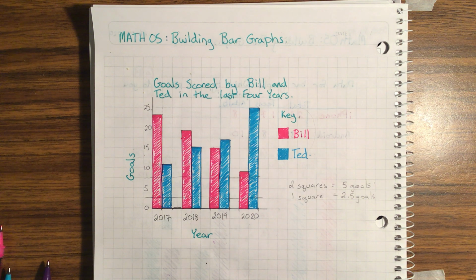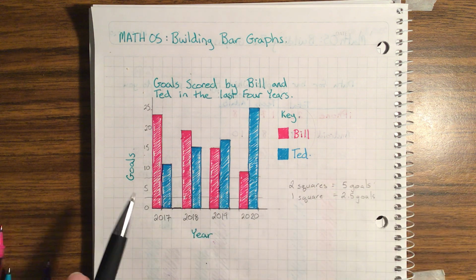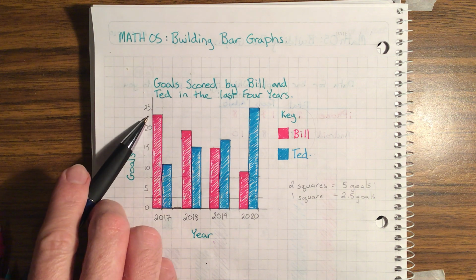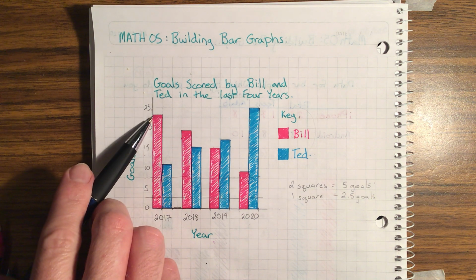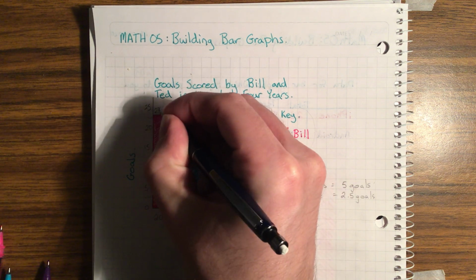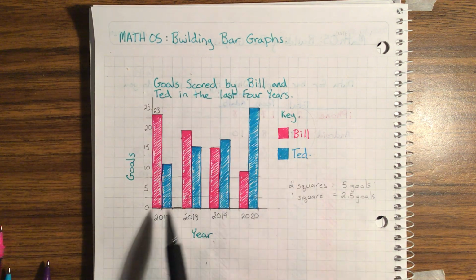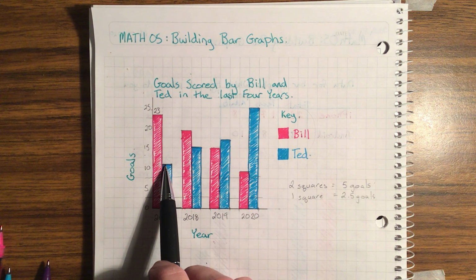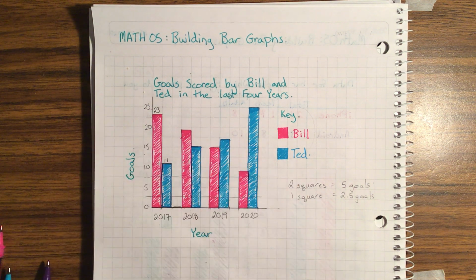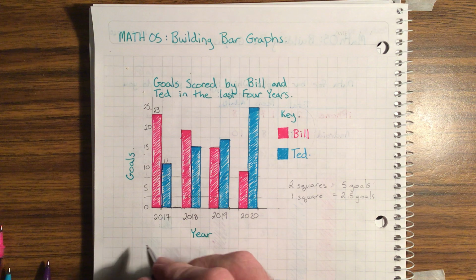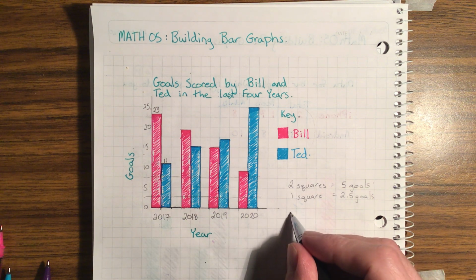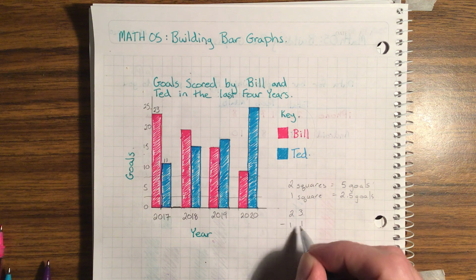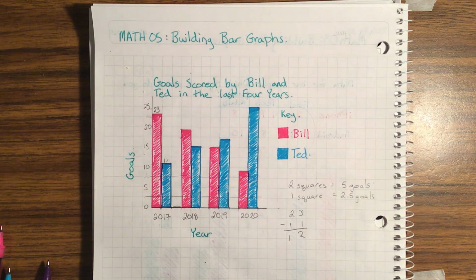Now, I can ask questions like, how many more goals did Bill score than Ted in 2017? Well, to do that, I just look at Bill in 2017, and he scored, well, this line here is 22.5, so a little bit more than 22.5 would be 23 goals. 23 goals is what Bill scored. Ted scored a few more than 10. Well, the next number up from 10 is 11. So to figure out how many more goals Bill scored than Ted did, I would do 23 take away 11 to get 12 more goals.